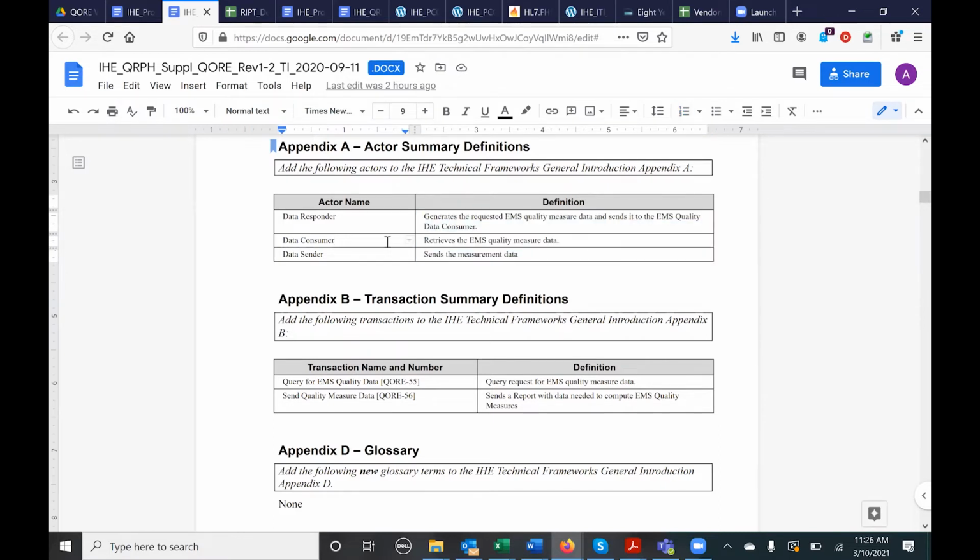The actors here are more generalized than a business actor. Basically it's saying whoever is generating the data for the quality measures after they receive a query, whoever is retrieving this data, and whoever is sending the data, because we have two transactions in this profile. We have a query and we have a send.